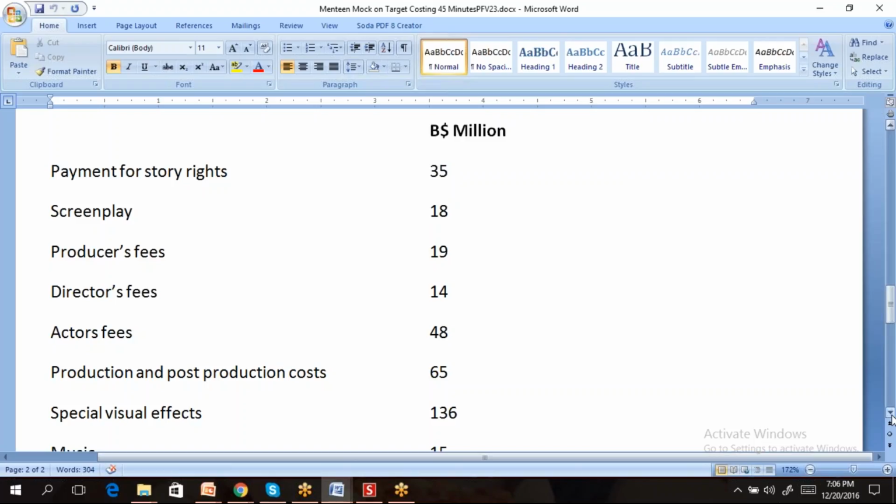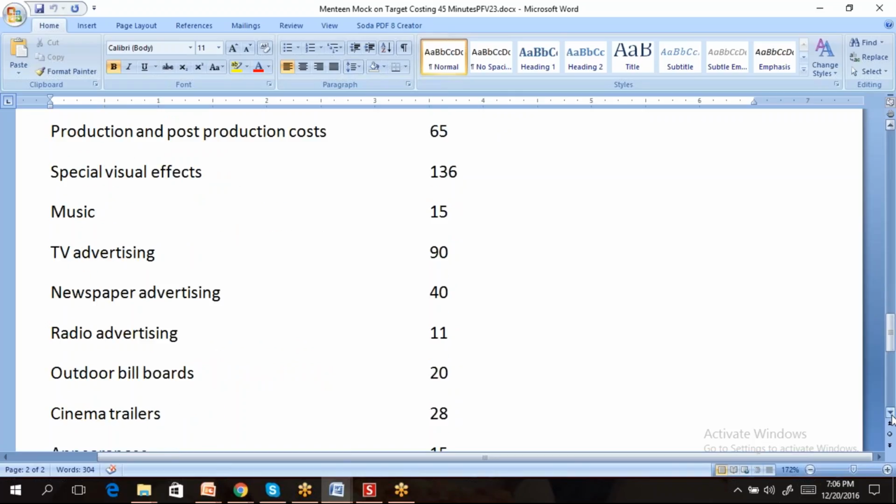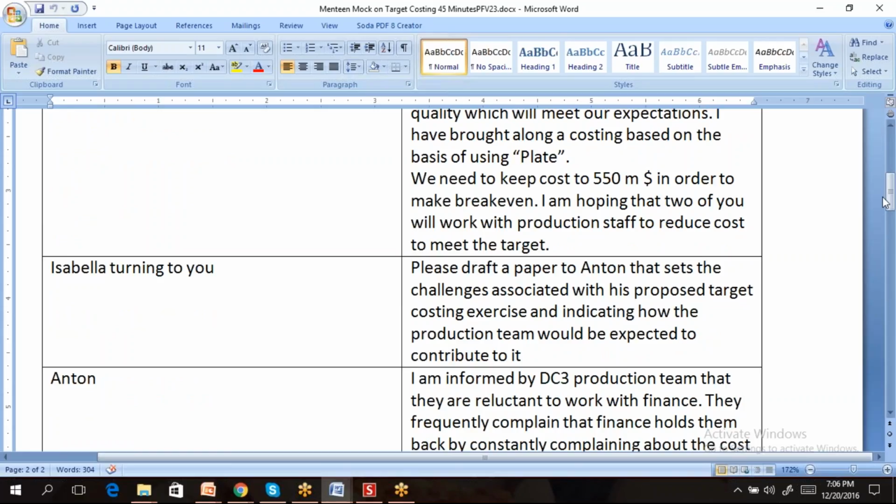Yeah. So you can see. And then of course, music, TV advertising, newspaper advertising, radio advertising, outdoor, cinema, appearances. Total cost is 571. The revised total cost is 571. What is our target? 550. Right? So now this is our challenge. We have to bring it down by 21 million. So if you look at it as a percentage, 21 over 571, it's about 3.6%. We have to reduce the cost.